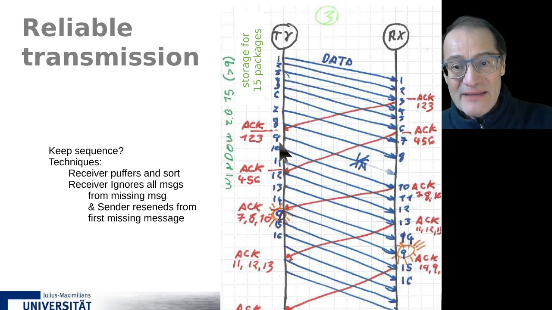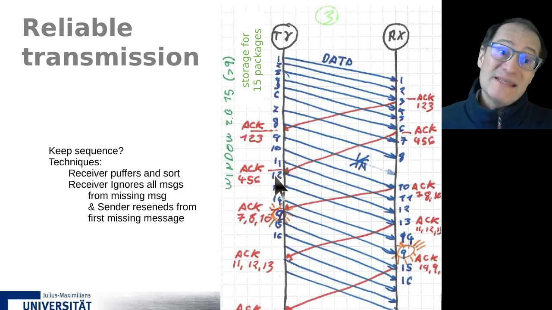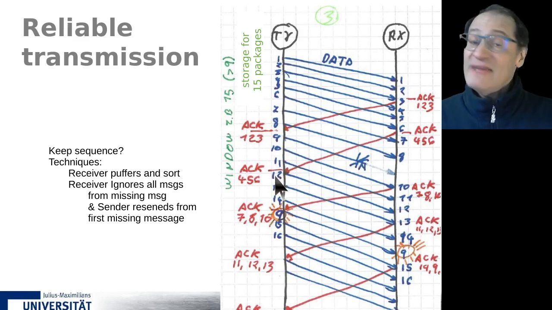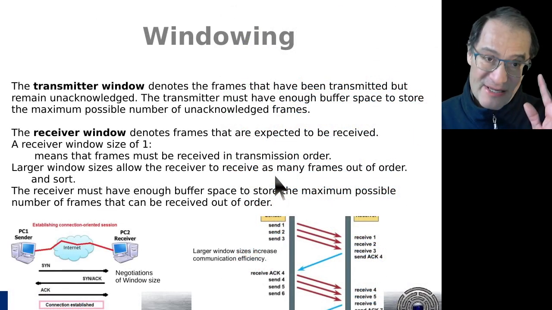So these 3 messages will be sent only once. I don't need to repeat. And this is the efficiency. If the windows are bigger, then the efficiency of data transmission will be higher. Real time is another topic.